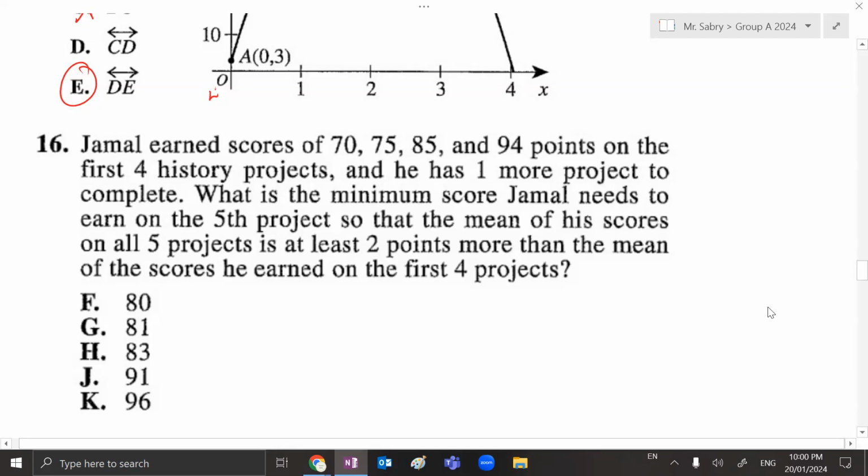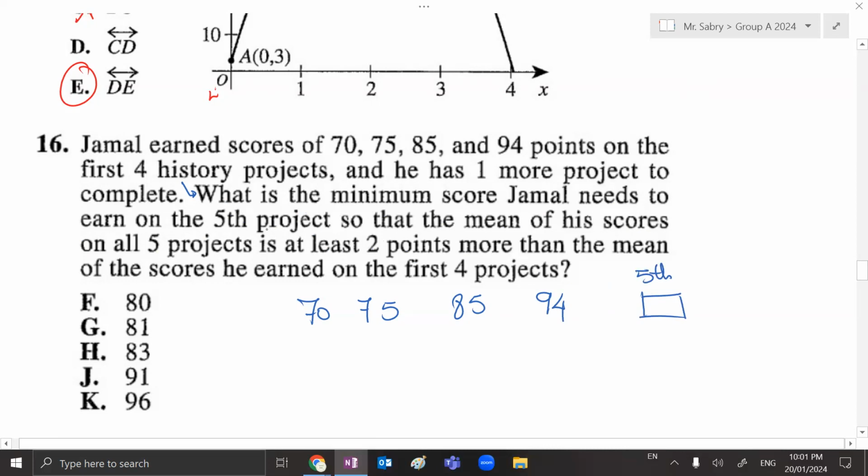Let's split this into parts because it seems to be one very long, big sentence. So first of all, I'll write those. Apparently they had four scores so far of 70, 75, 85, and then 94. What is the minimum score Jamal needs on the 5th? So apparently there's a 5th one that I don't know yet. You see how I'm setting things up? This is not for me to explain to you. This is for me to think about how to solve the question.